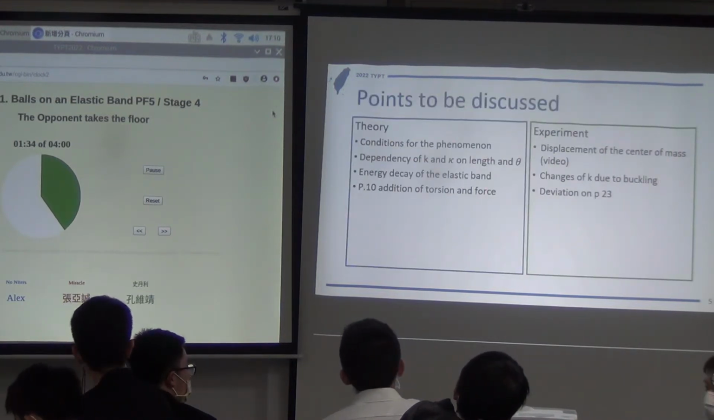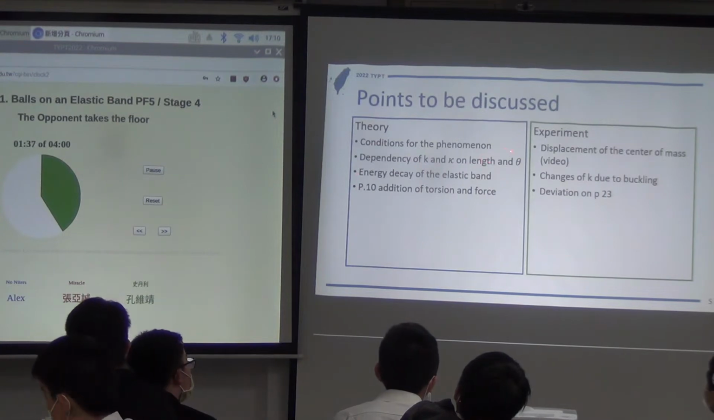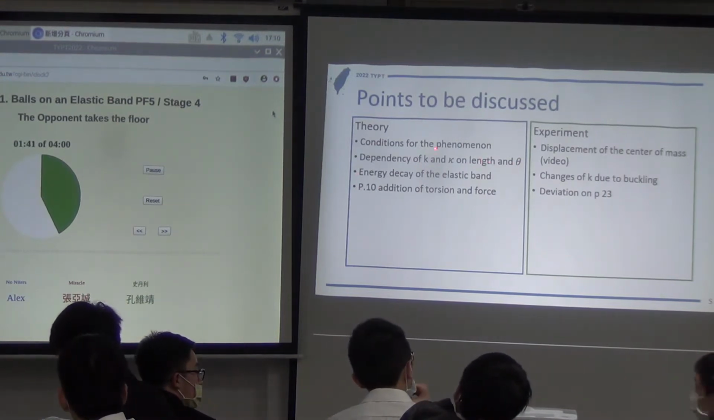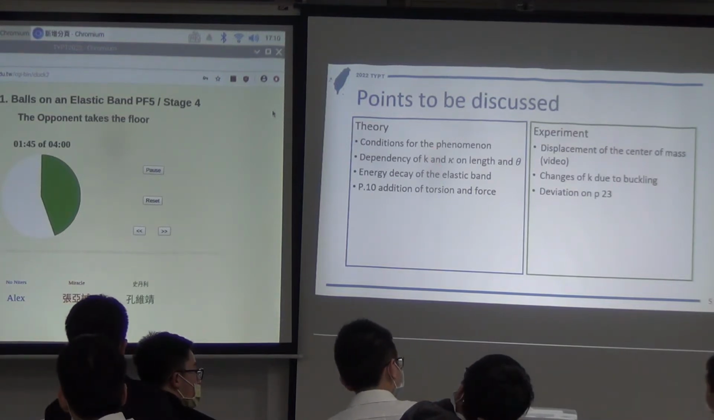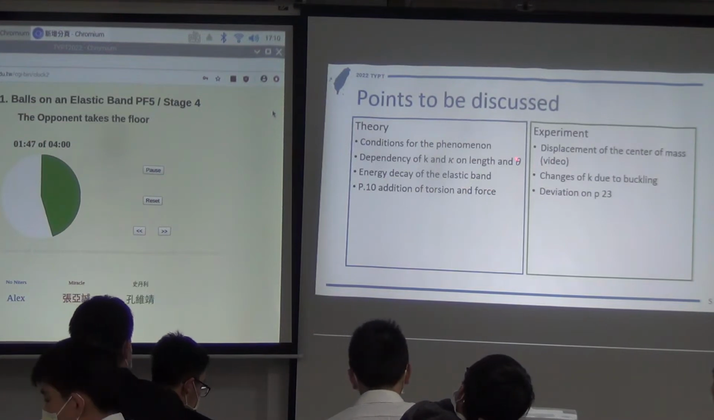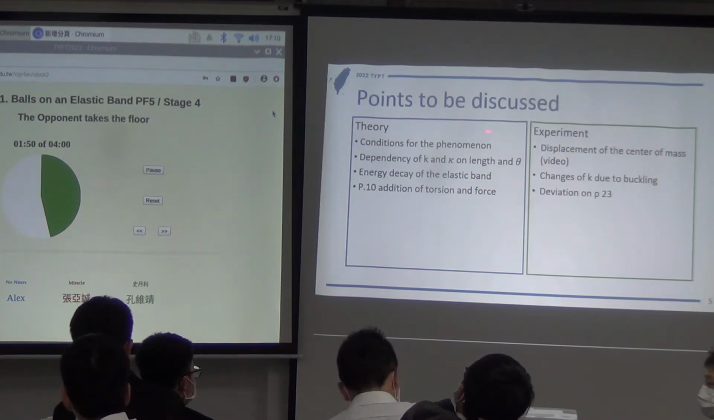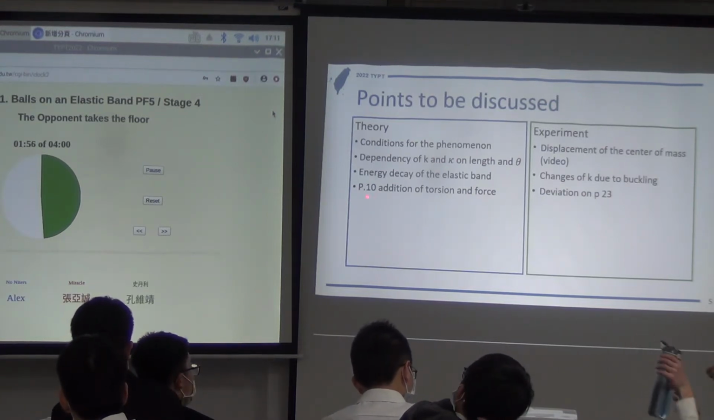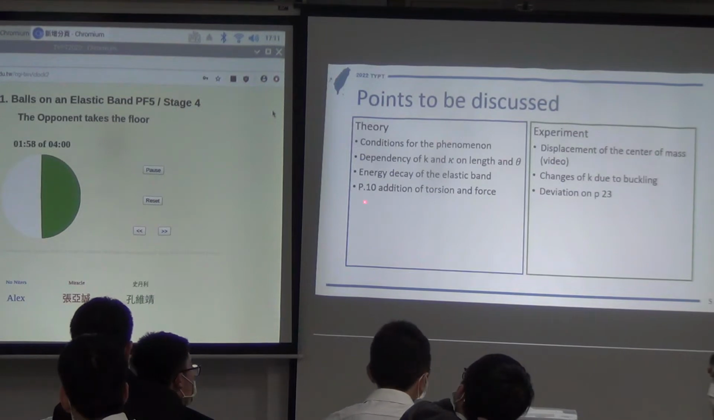So, points to be discussed. For the theory, we would like to discuss what conditions the phenomenon forms under, and the dependency of K and kappa on the angular displacement, which the reporter very confidently stated he has a good explanation for, and the energy decay of the elastic band. And finally, I will discuss something I observed in the formula on page 10.